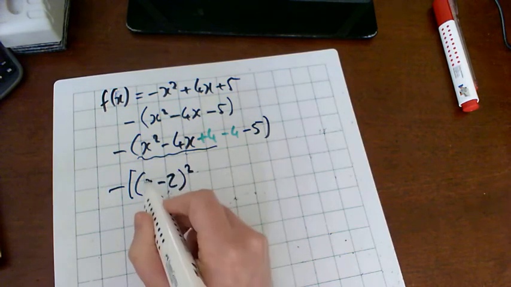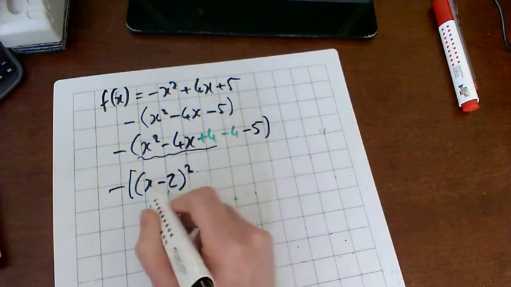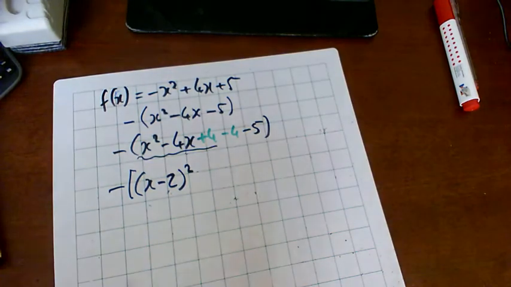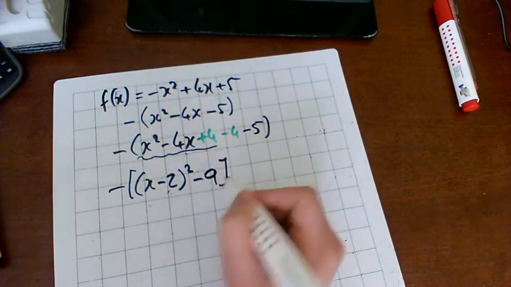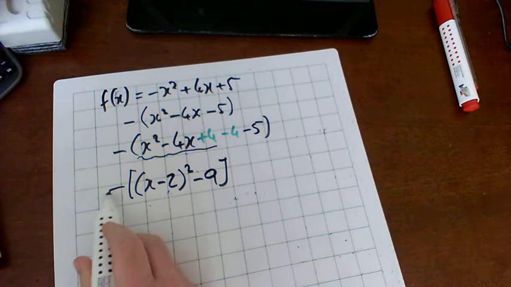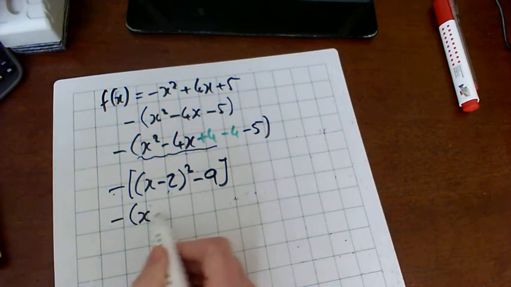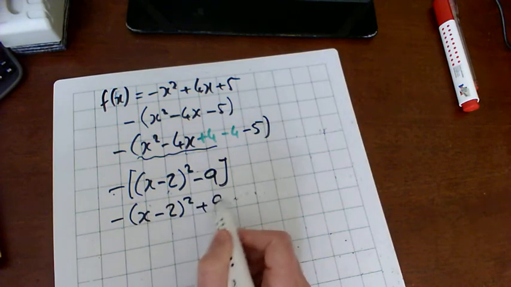And if you want to check that, x by x, x squared, x by minus 2, minus 2x, x by minus 2, minus 2x, that's minus 4x, and minus 2 by minus 2, plus 4. So that's that. And minus 4, take away minus 5, is minus 9. And the last thing we do is we multiply back in whatever number is out here. Now, it just so happens to be a minus. So the minus goes with minus x, minus 2 squared, and minus by minus 9 is plus 9.